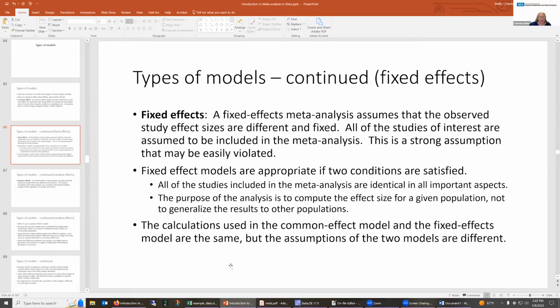I personally choke on both of these assumptions here, and so I stay away from a fixed effects model because I can't believe that either of the assumptions are true in the meta that I work on. The calculations used in the common effect model and the fixed effects model are actually the same, but as you notice, the assumptions between the two models are different. So again, we need to think very carefully about the assumptions being made and choose the model based on which set of assumptions seem to be the most reasonable given our data set.